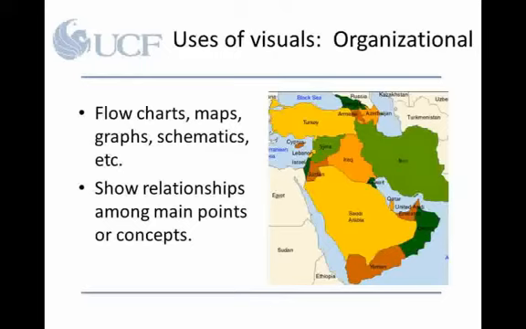These include flowcharts, maps, graphics, schematics, concept maps, and others. These are useful to show relationships among various concepts or points. In the example here, various relationships and concepts could be illustrated. These include the relative size of Middle Eastern countries to each other, the relative location to each other, proximity to water, and a variety of others.